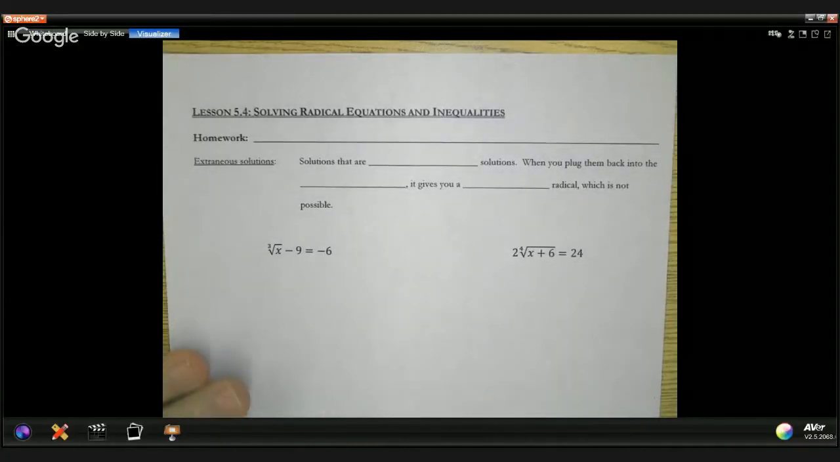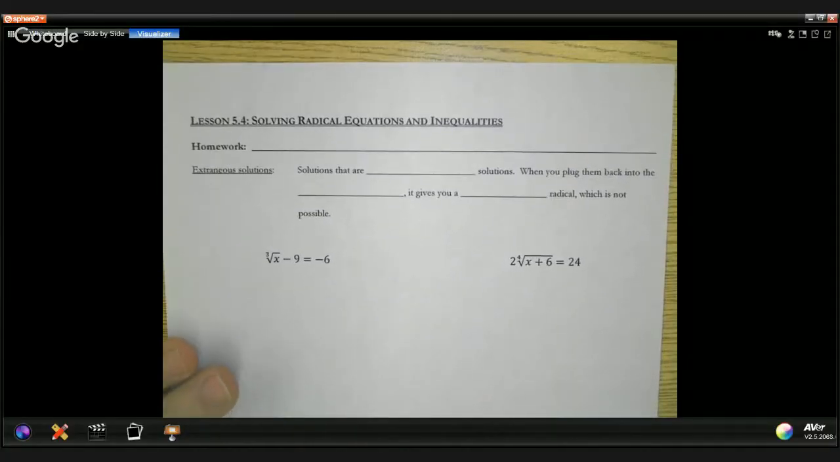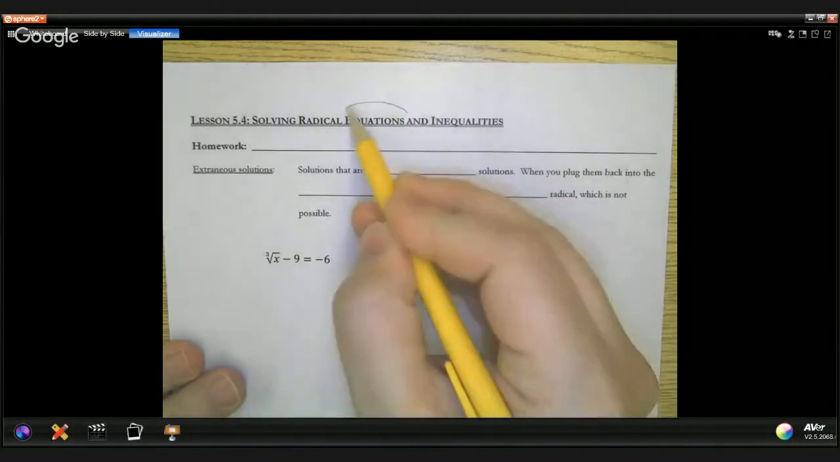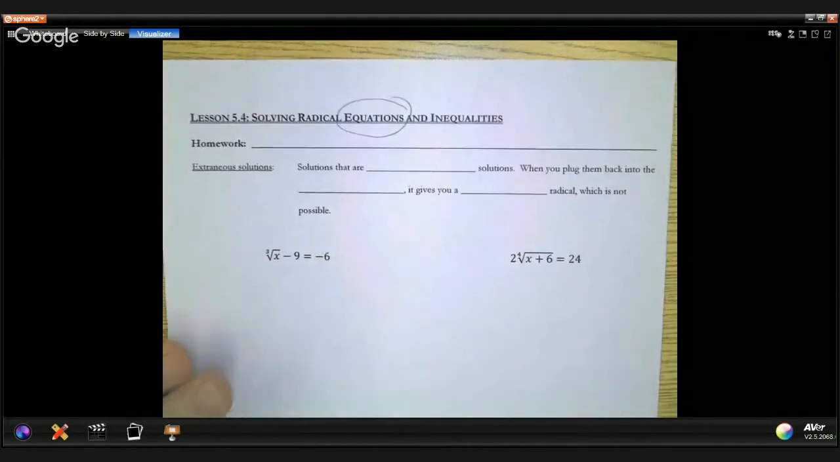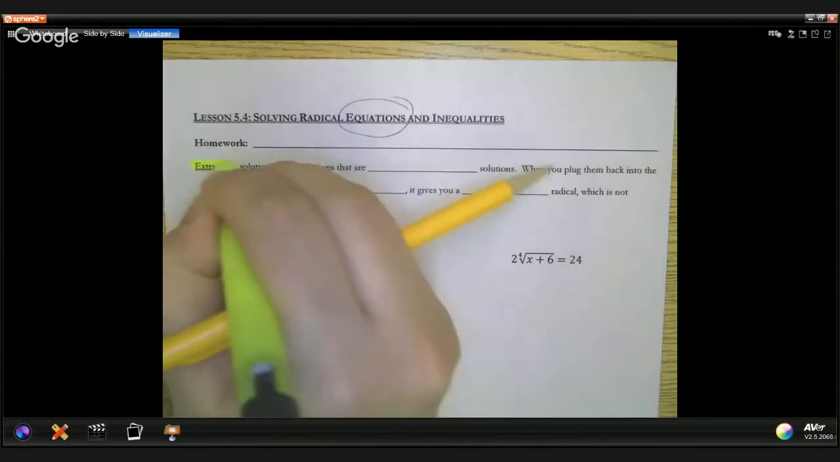Right, so what we're working on with this lesson is section 5.4, solving radical equations and inequalities. We're really going to be focusing on equations and not doing many inequalities at all. So the first thing we need to know is what an extraneous solution is.